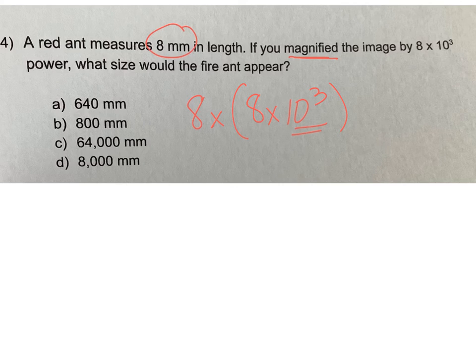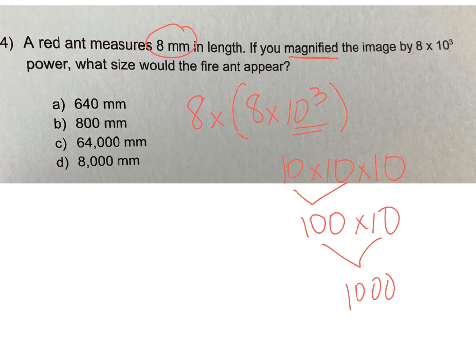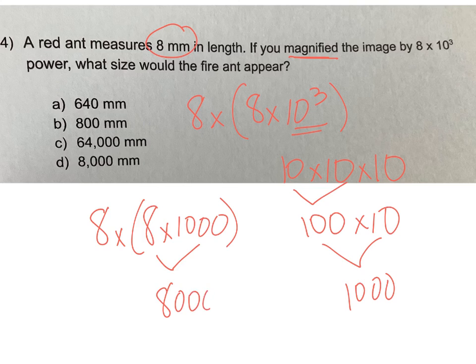And remember, 10 to the third power is the same as 10 times 10 times 10. 10 times 10 is 100, times 10 more would be 1,000. So we could rewrite this to be 8 times 1,000. 8 times 1,000 would be 8,000. 8 times 8 would be 64. And then we just have to pop on those extra 3 zeros. So the answer to this one should be D.